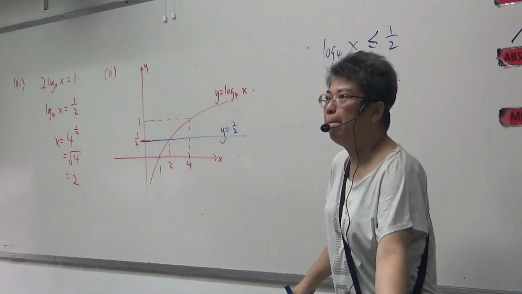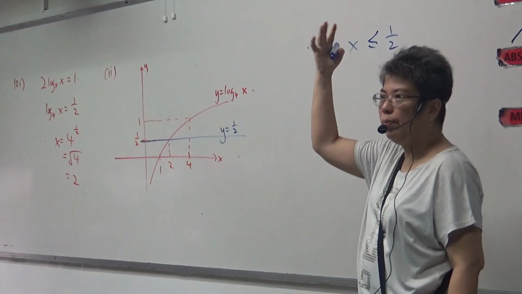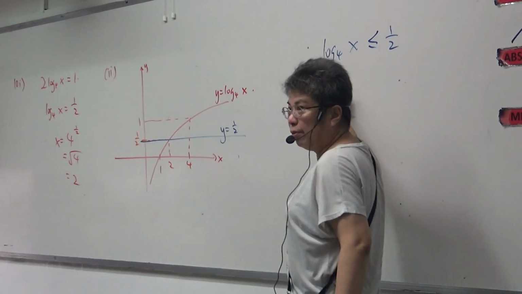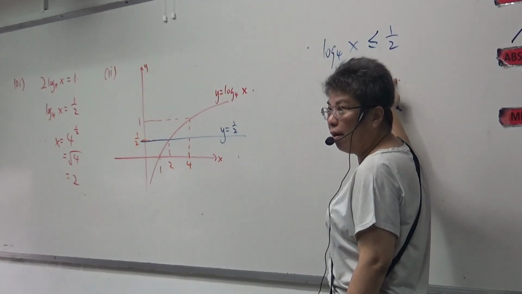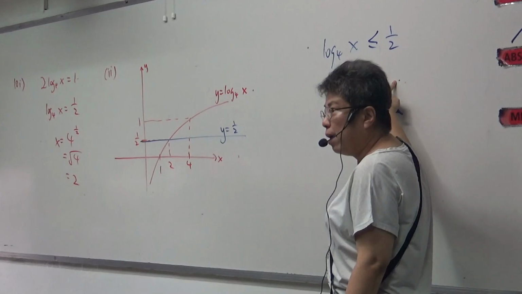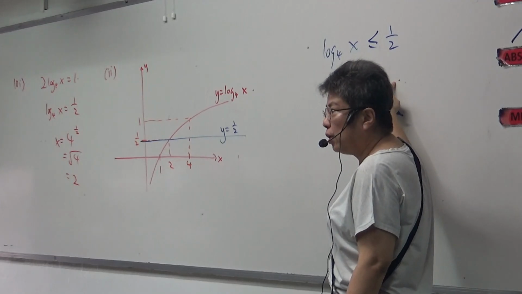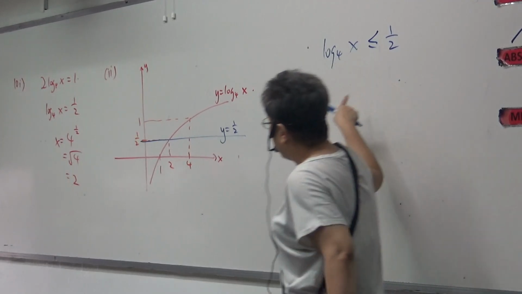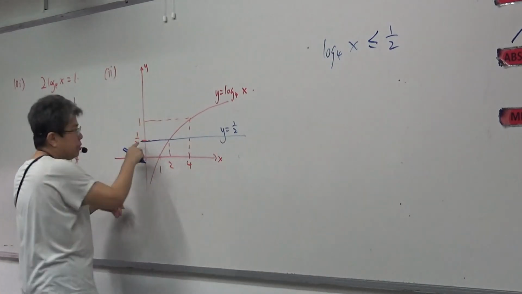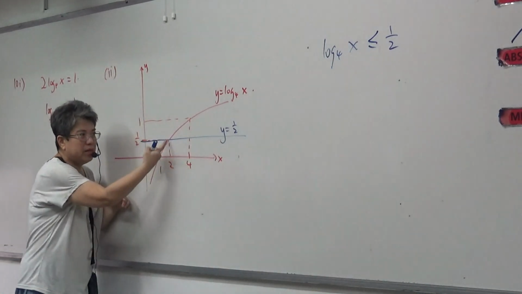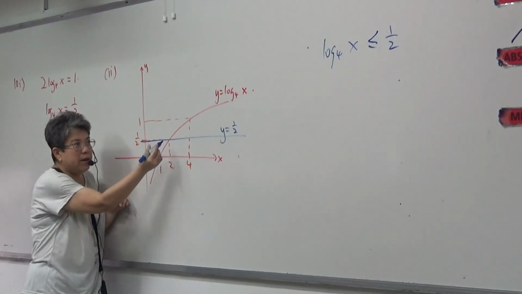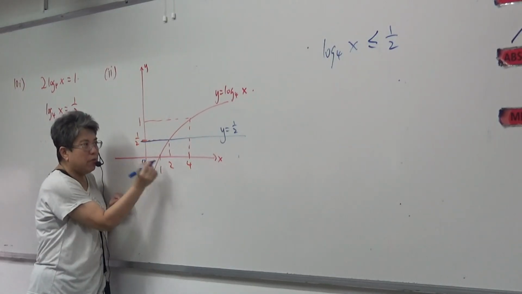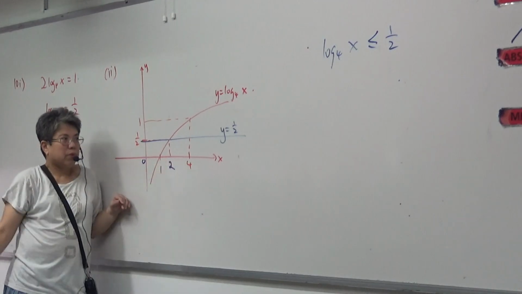Okay, all of you look up. That means this graph must be below this graph, right? Can you see what I'm talking about? Now, this is the graph of half. This is the graph of log 4x. Now, where is the graph below? From 0 to what? 2, right?